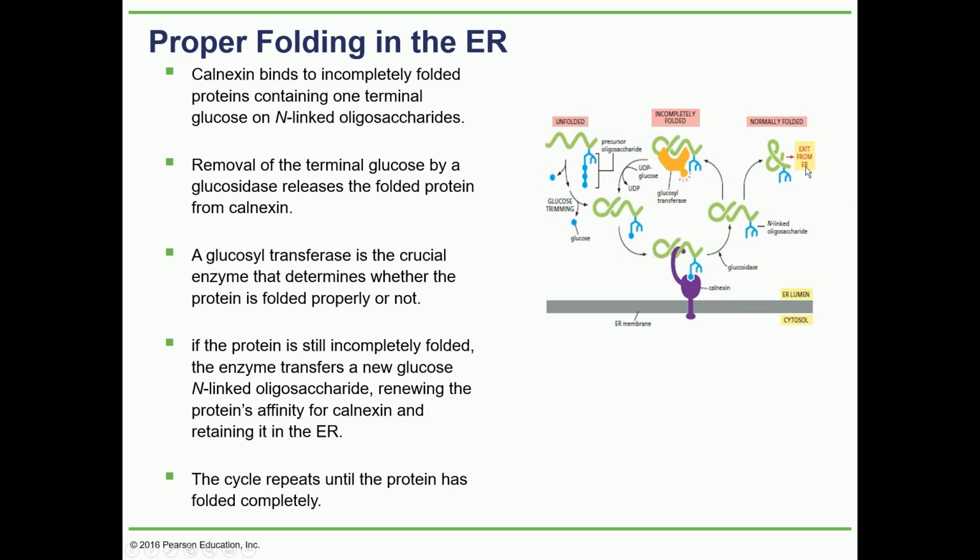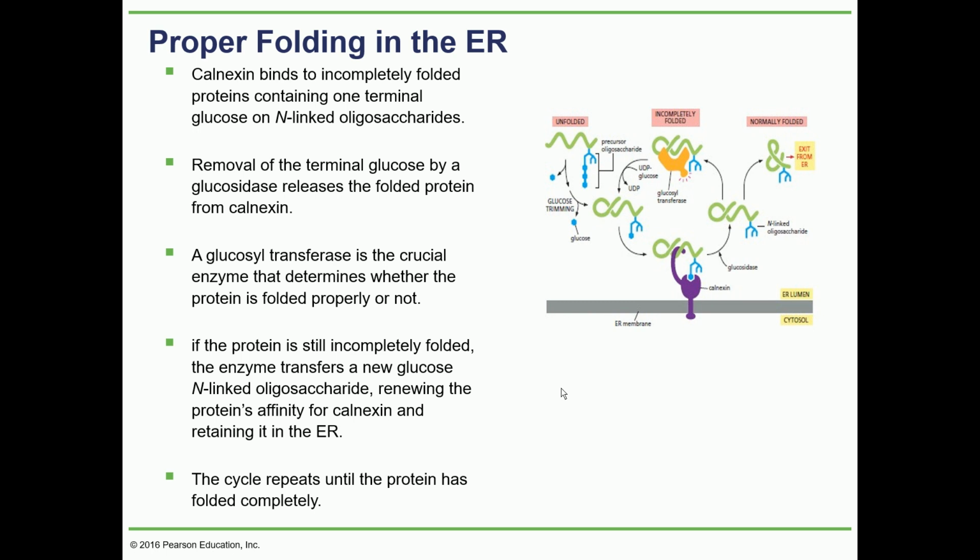But suppose it is not properly folded, then this glycosyl transferase is going to again add glucose to it, and the protein will again have a signal that it's not completely folded, and it will go through this cycle again. So basically, the glycosylation process helps in the proper folding of the proteins.